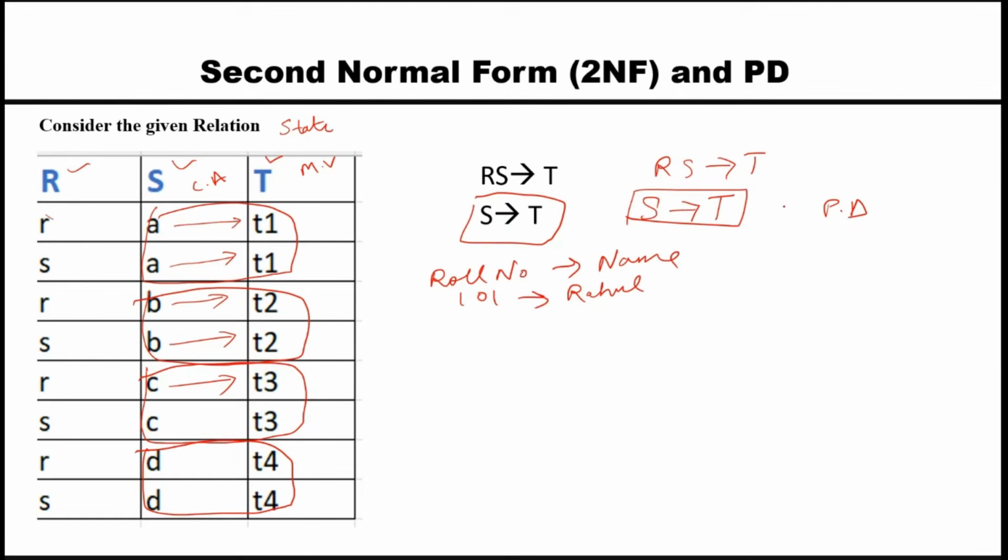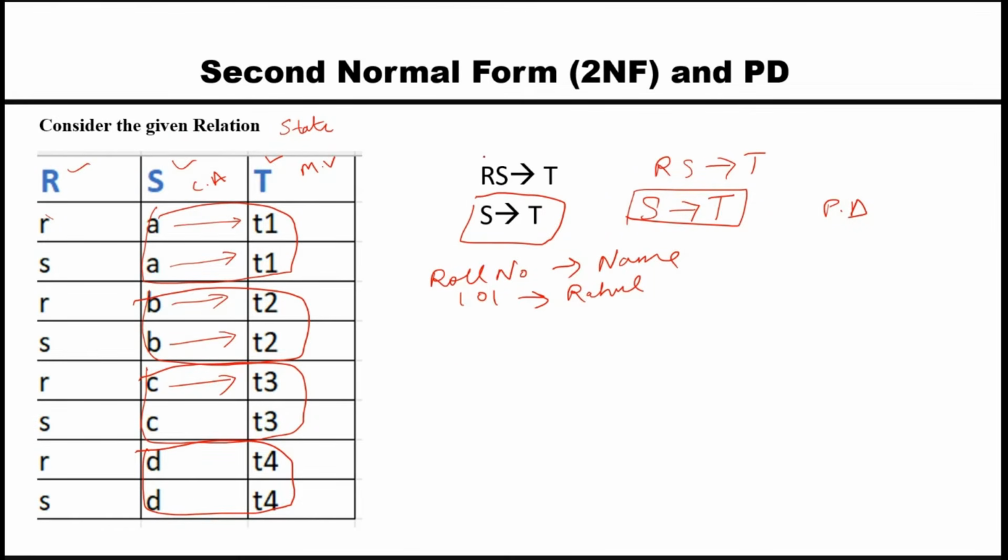Partial dependency. How can you solve this problem? First, you need to understand, and first mathematically you have to prove that this is literally a partial dependency. So the first step for the second normal form is to compute a candidate key.